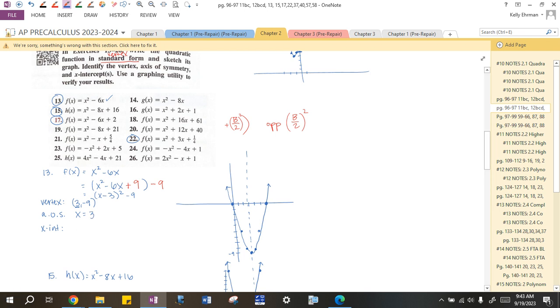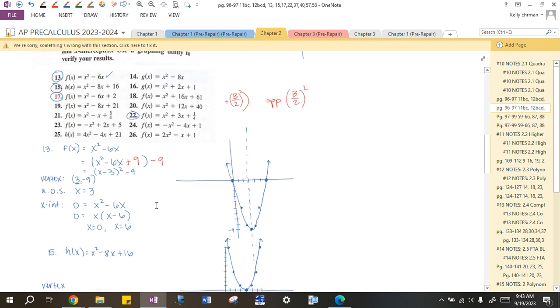It's an equation. And the x-intercepts, I could maybe get them from graphing. It looks like they land right on the axis. Or I could say, when is f of x equal to 0? This I can factor out an x, and then x equals 0 and x equals 6. Those are the two x-intercepts. You could also solve it from your vertex form. You could say, I'm going to add 9.